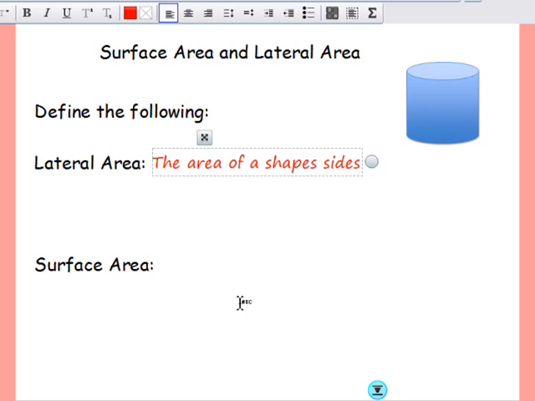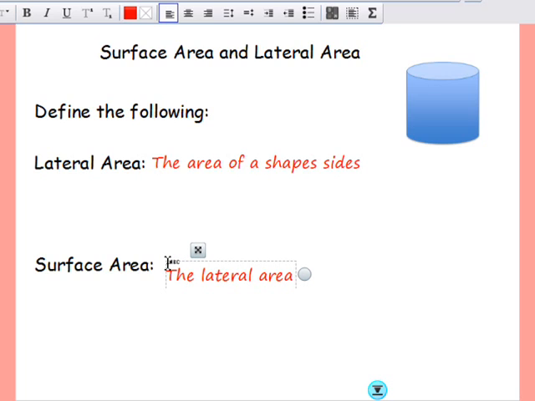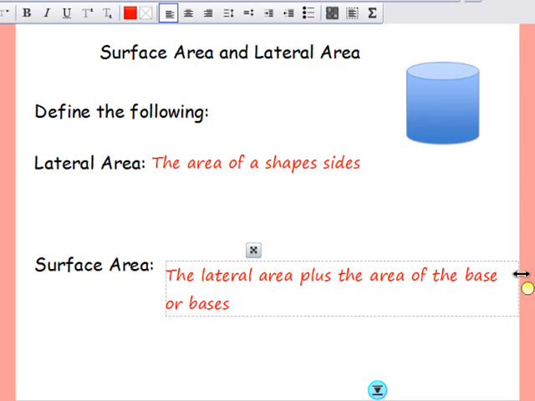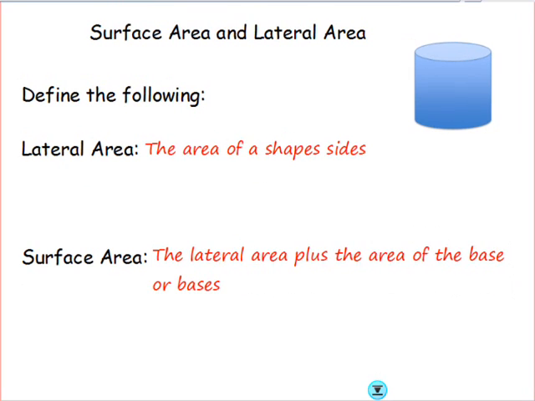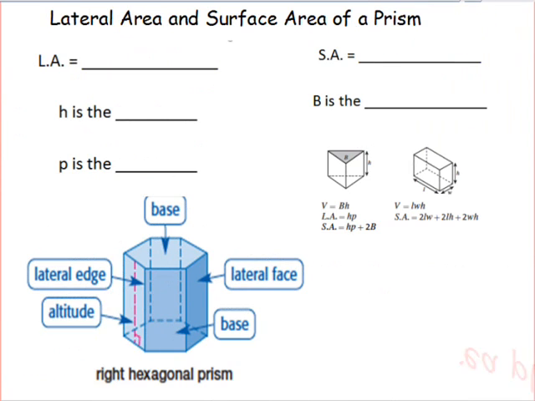It's all the sides added up. The surface area would be the lateral area plus the area of the base or bases, okay? The lateral area plus the area of the base or bases. And we put bases in because some shapes, like a cone or a pyramid, only have one. All right? So there's our two definitions. So far, so great.